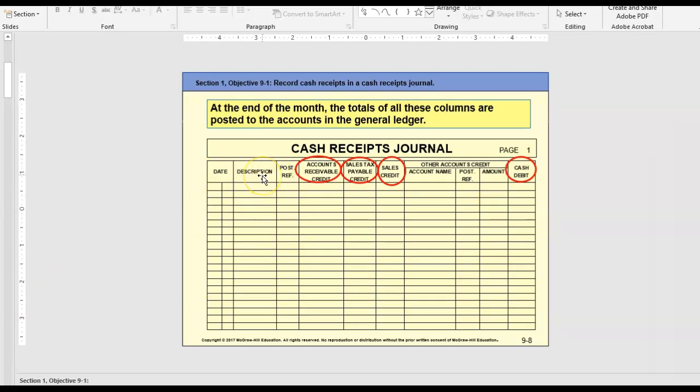Like I listed before, at the end of the month, you're going to have to total all these columns and post them to the general ledger. That's the purpose of using these journals: to take the totals and be able to post them without having to post them all individually.